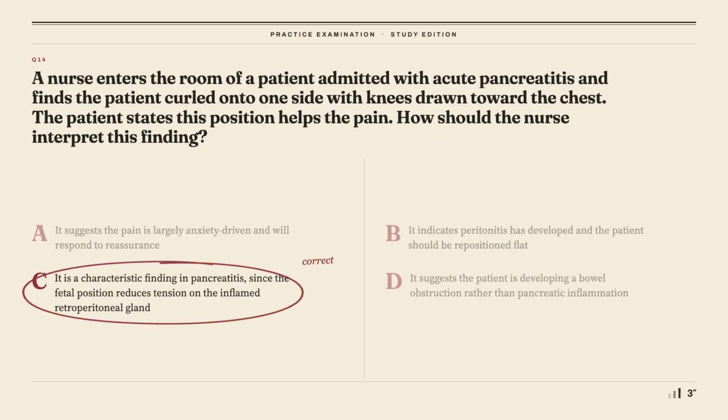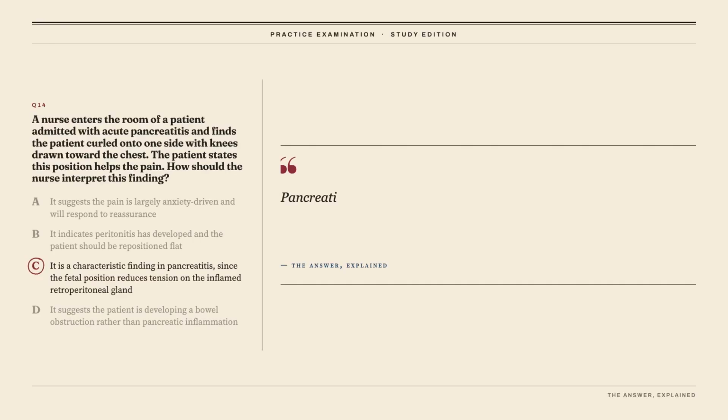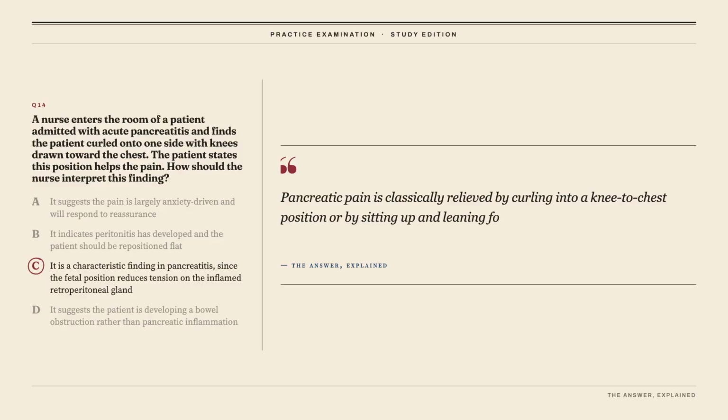The correct answer is C. It is a characteristic finding in pancreatitis, since the fetal position reduces tension on the inflamed retroperitoneal gland. C is correct because pancreatic pain is classically relieved by curling into a knee-to-chest position or by sitting up and leaning forward, both of which reduce stretch on the inflamed retroperitoneal gland. The same pain worsens when the patient lies flat after eating and with alcohol. Recognizing the pattern supports the diagnosis and guides comfort measures.